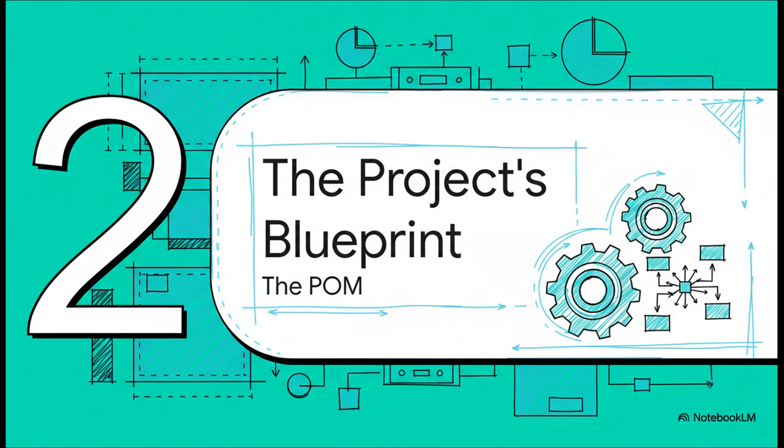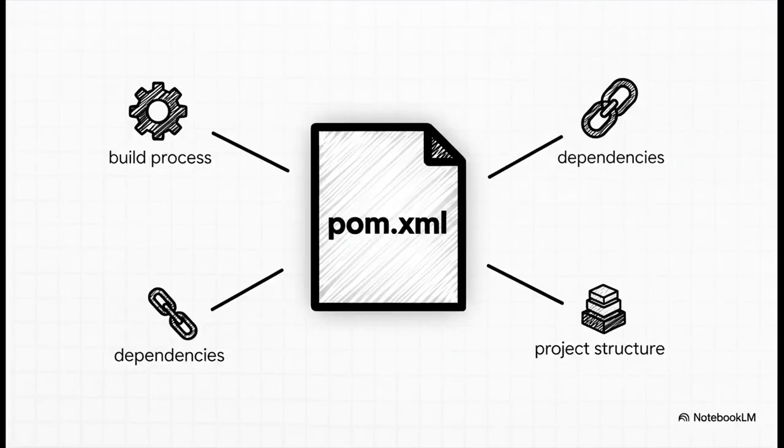Okay, so if you're just declaring things, where do you actually do that? It all happens in one central file that's basically the blueprint for your entire project, the project object model, or as everyone calls it, the POM. Yeah, this one file, the pom.xml, is literally the heart and soul of every single Maven project. It's the source of truth that tells Maven everything it needs to know to get the job done.